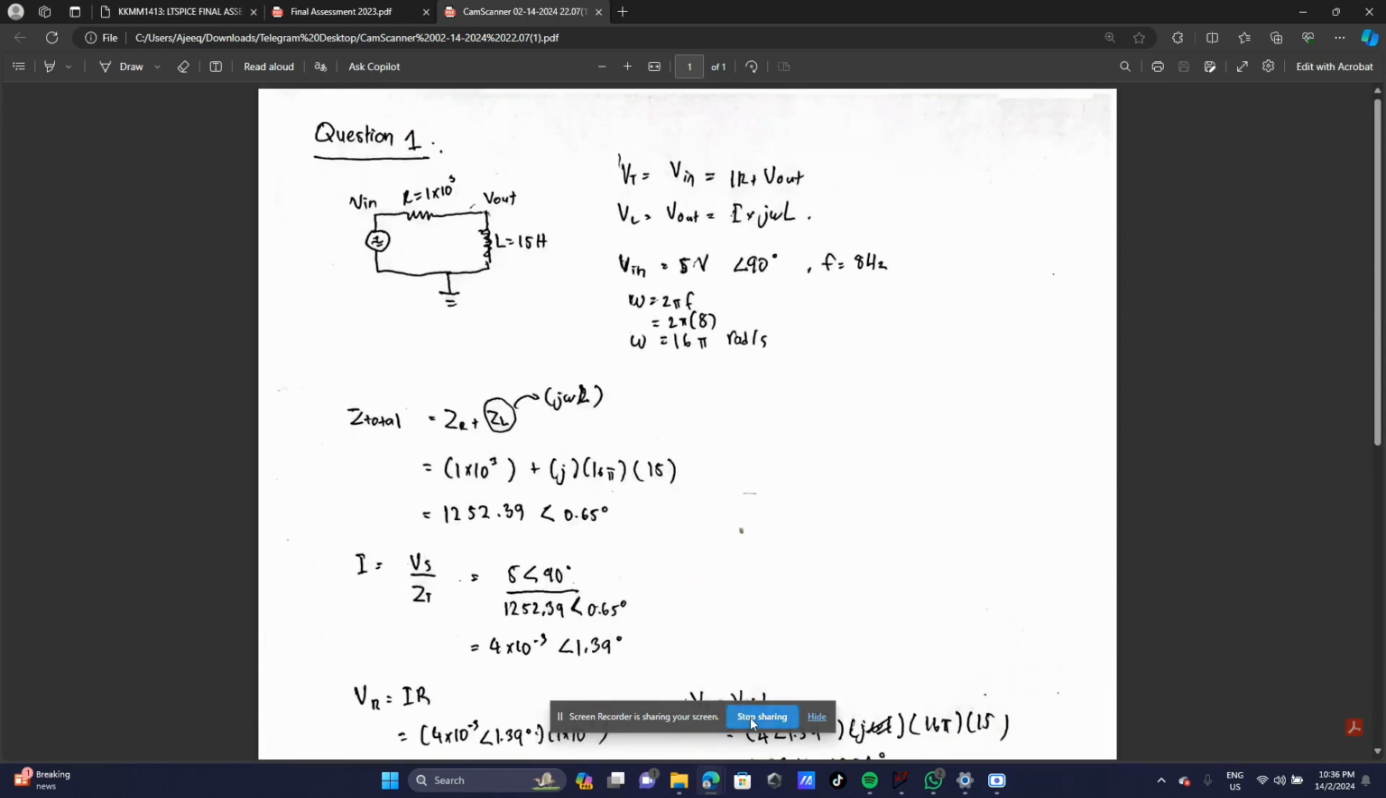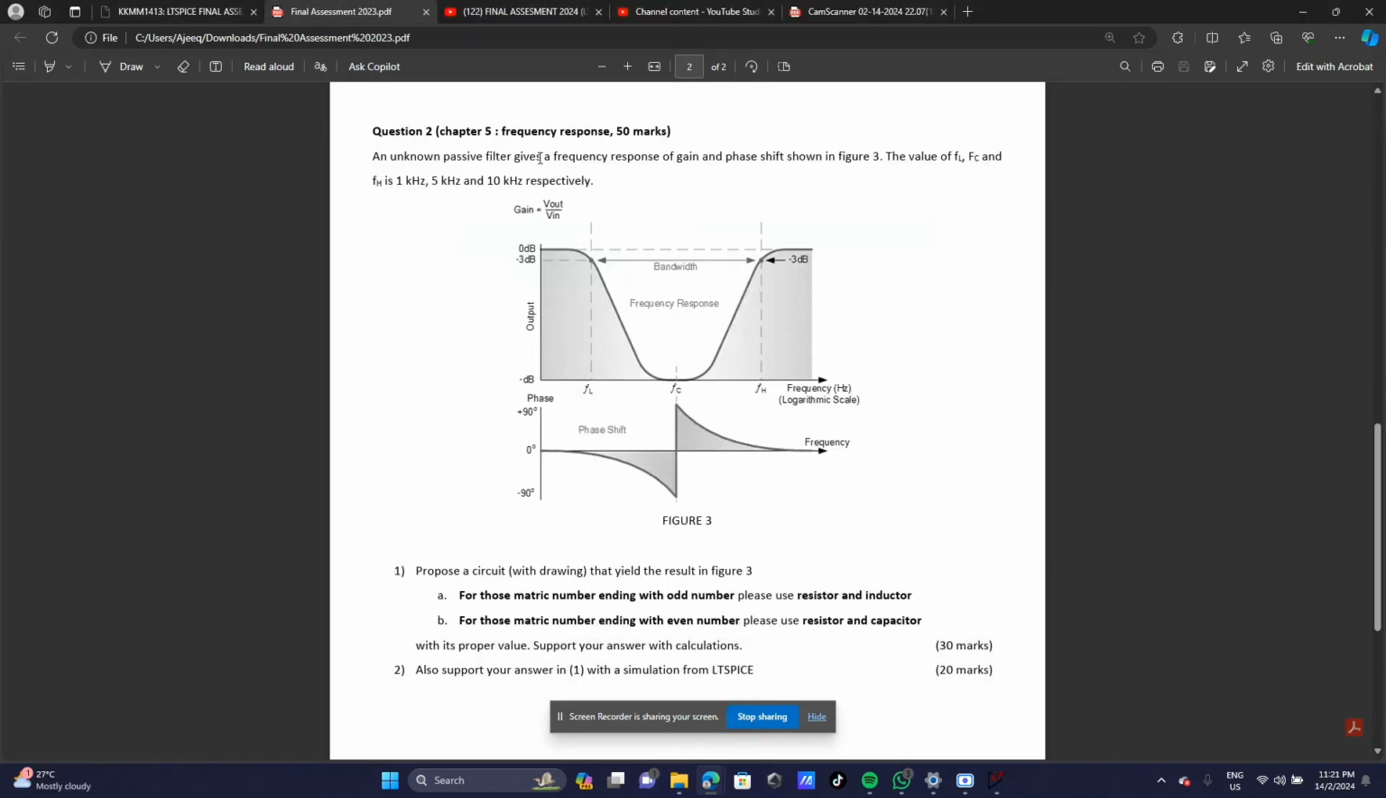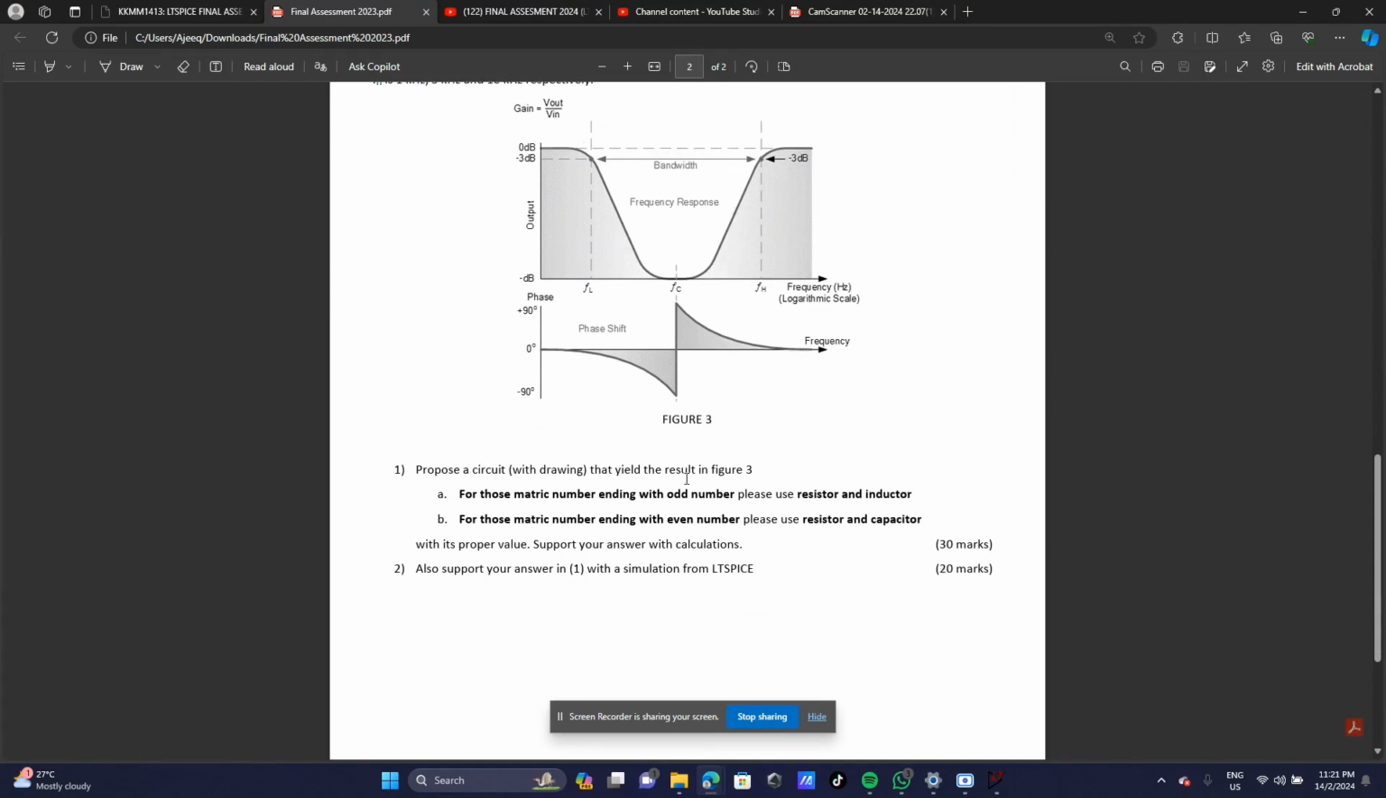Thank you. We're gonna cut to the chase. Let's proceed to question 2, and we have this question here. It gives all of the values and 2 graphs. And also, I'm going to go with 1B because my matric number ends with an even number, so I'm going to use resistor and capacitor, and I'm also going to do a simulation on LTspice.